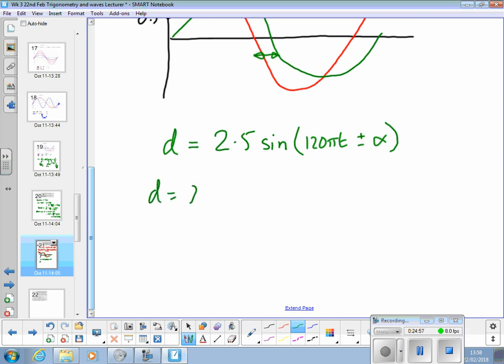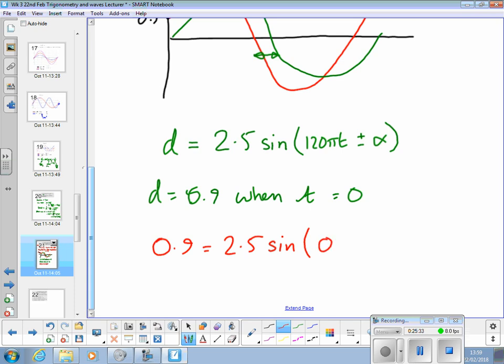D equals 0.9 I should say, meters, got to be careful, when t is equal to 0. So what we can do is say this, 0.9 is equal to 2.5 sine, and when t is nothing, that'll be 0, plus alpha. I'll just put it in there for completeness to show nothing, because t's nothing. When you get the answer, we'll know whether that's positive or negative. Alright? So that bit in there is alpha.